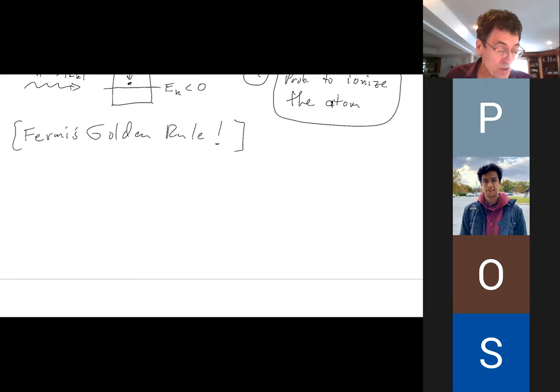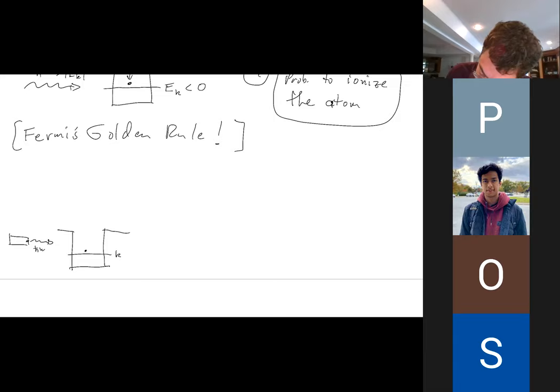So here's the thing. Let's look at this process. We're shining a laser on this atom, and the electron is stuck in some initial state, the kth state. The laser has H bar omega, but H bar omega is greater than E_k, so it sends it out into these energies above zero.